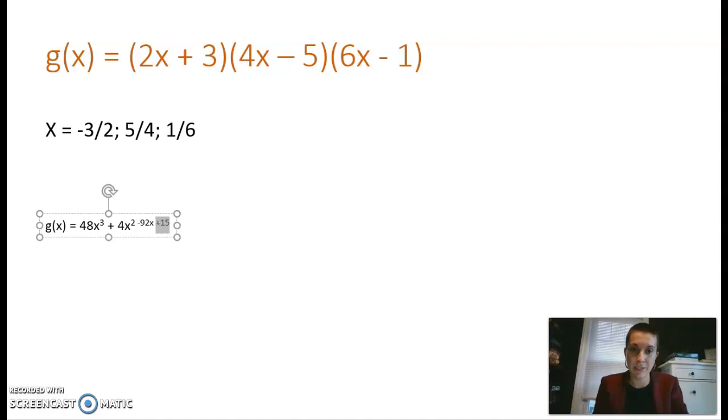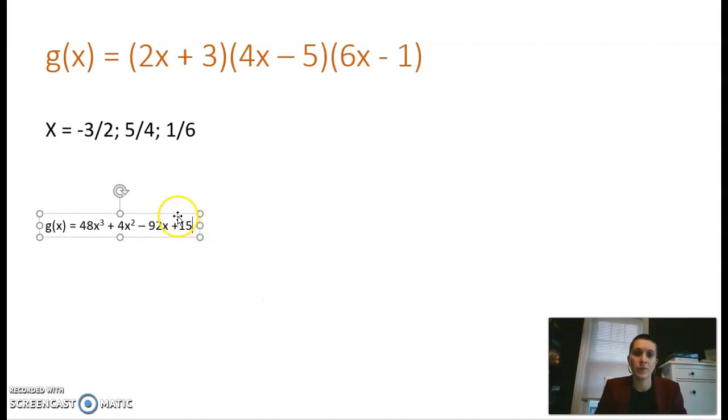Oh my goodness, that's all in the subscript, isn't it? Whoops. Minus 92x plus 15. All right, that's a little better.